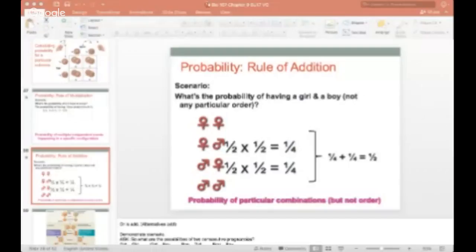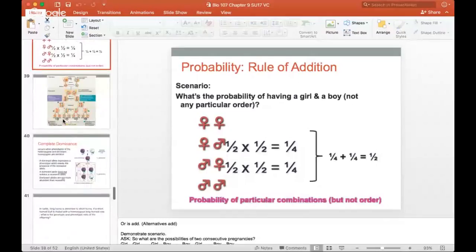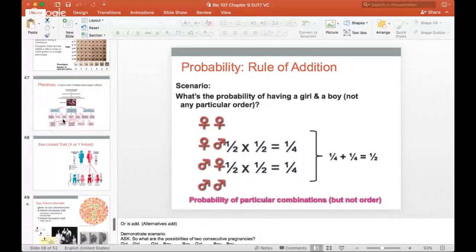Okay, so we're going to jump back into 9. Over here, we left off on multiplication and addition. All right.